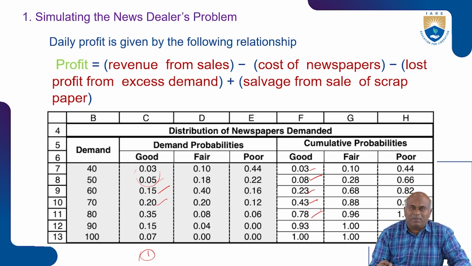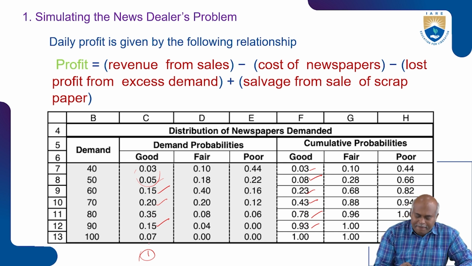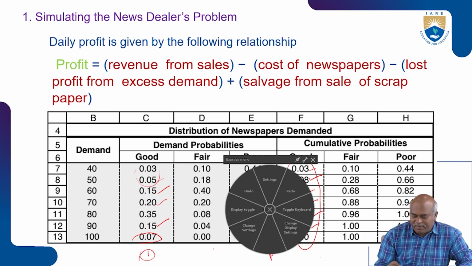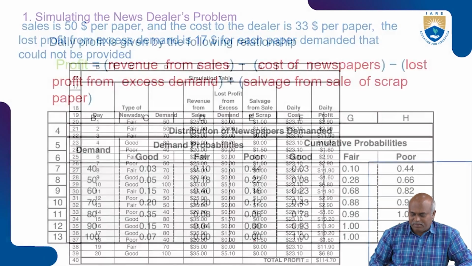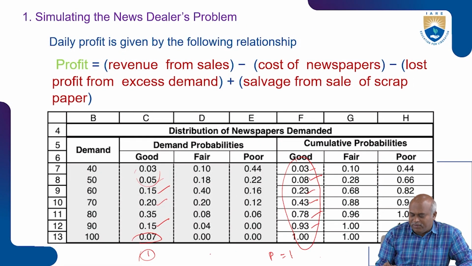We get 0.78. Again, next day, 0.15. That will be added with 0.78. We get 0.93. Next day, that is 0.07. Then we add it to 0.93. So now you can see the good probability is equal to 1. P equal to 1.